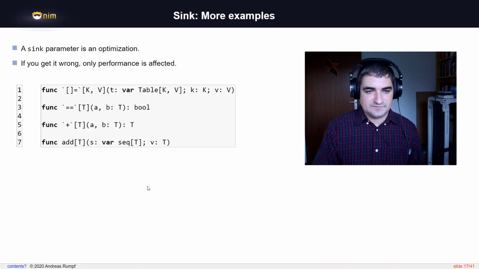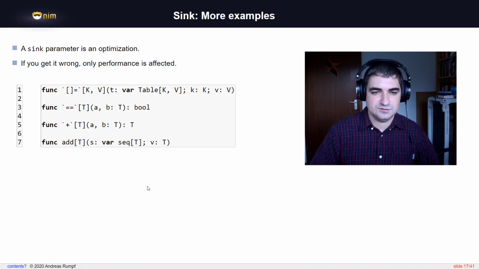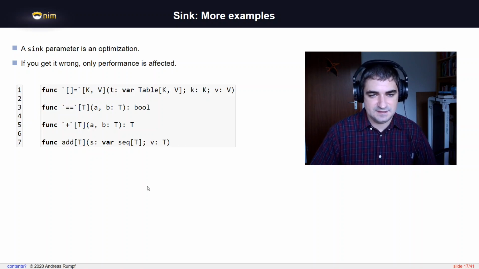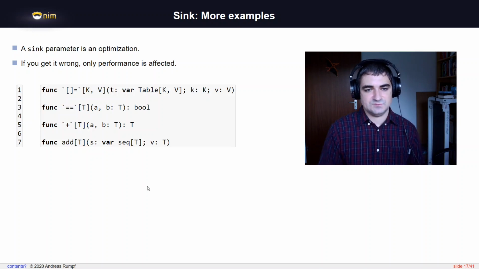Okay, so here I have a couple of more examples to get a feeling of what a sync parameter is and how to use it. So I have 4 operations, like putting a key value pair into the table, equality on a type T, plus operation on a type T, and appending a value T to a sequence in line 7. And the question is, which of these parameters should be sync parameters?